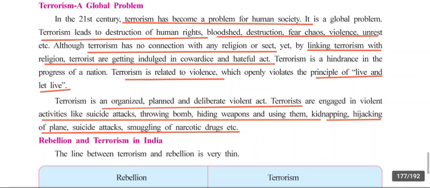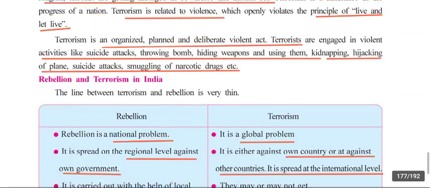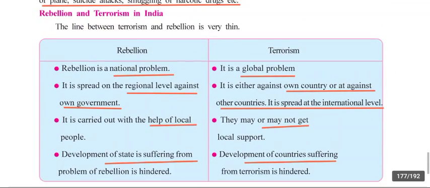Terrorists are engaged in violent activities like suicide attacks, throwing bombs, hiding weapons, and using them, kidnapping people, hijacking planes or hijacking automobiles, smuggling of narcotic drugs, etc. All of these are part of terrorism. There is another word, rebellion, and sometimes people use terrorism in place of rebellion, but I believe it is not true. Terrorism and rebellion have a very distinct difference, and let us be very clear about what is the meaning of a rebellion and what is the meaning of a terrorism.